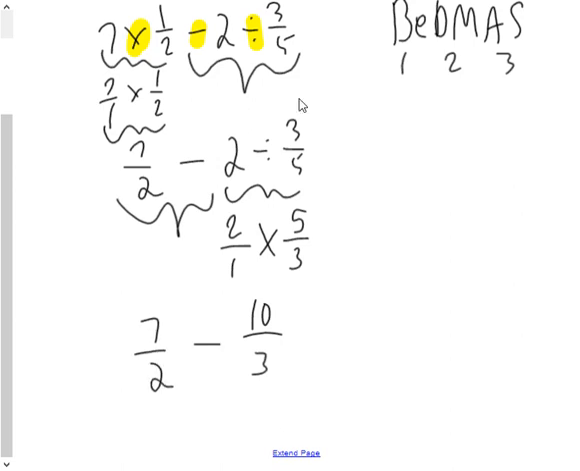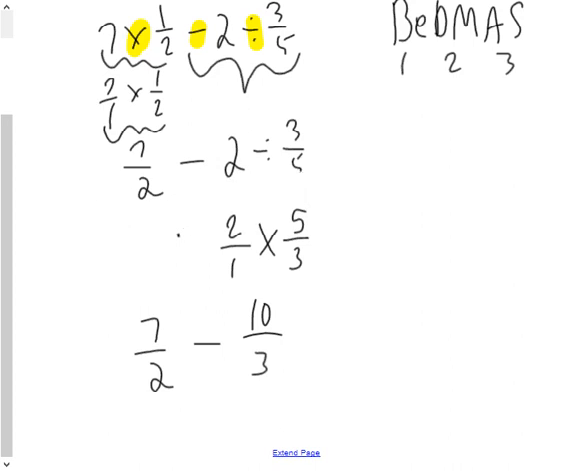Now I didn't change the order. You can't put this 7 over 2 over here because it doesn't work. You must keep the order in which it was given to you. So the 7 over 2 is first, and now 2 divided by 3/5 becomes this.